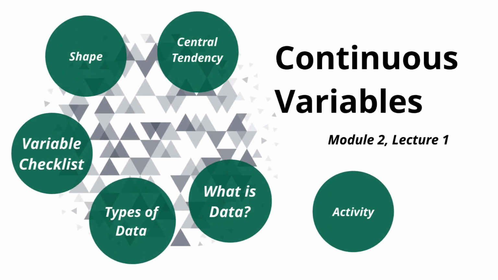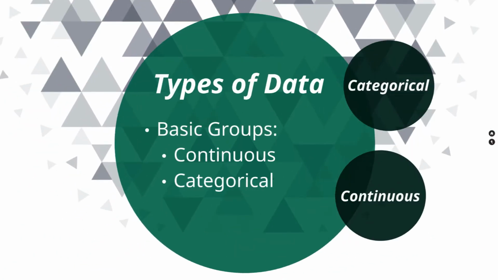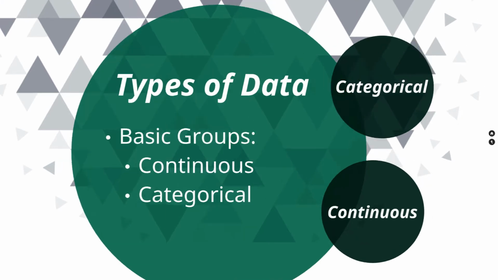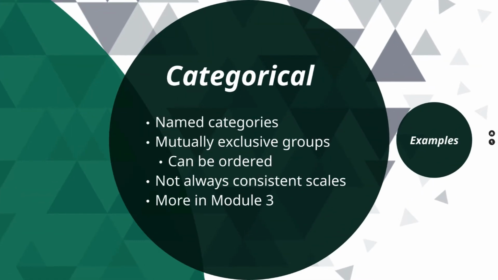So what types of data do we have? There are two basic types of data in biostatistics, continuous and categorical. Let's first very briefly look at categorical data. Categorical data comes in named categories. They are mutually exclusive groups. That means there's no overlapping between the groups.